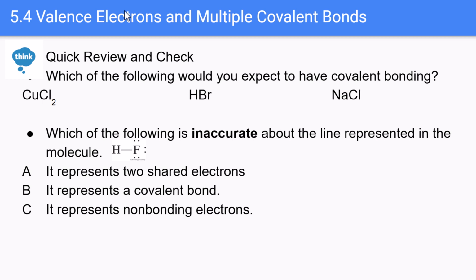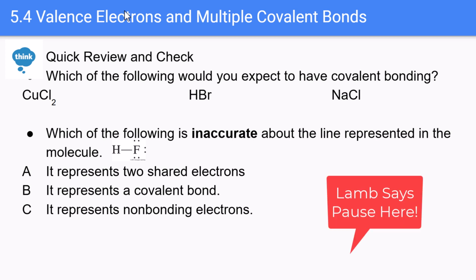I'll give you a few moments to look over some of these questions here. The first question: which of the following would you expect to have covalent bonding? Again, think about what we've talked about previously in terms of ionic bonding versus covalent bonding, metals and nonmetals versus all nonmetals. And then I want to know which of the following is inaccurate about the line represented in the molecule HF here. So take a few moments, and we'll come back and discuss it.